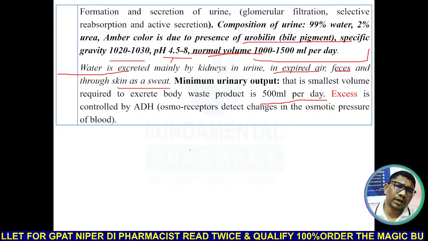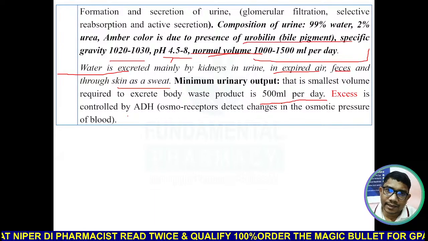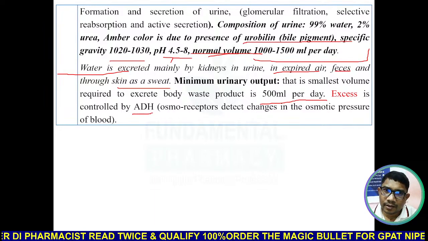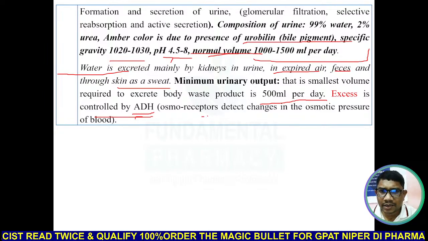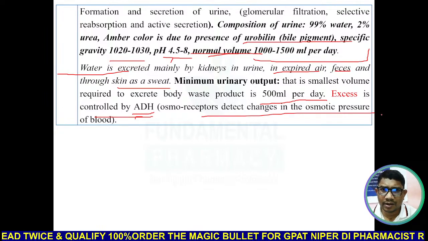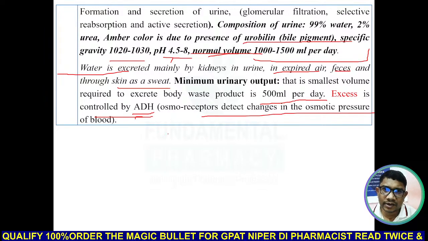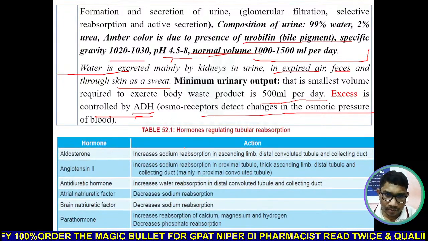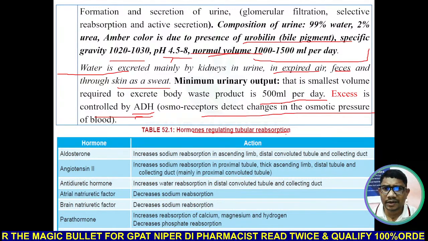Excess of urinary output is controlled by ADH, anti-diuretic hormone produced by the gland. Osmoreceptors detect the change in the osmotic pressure of the blood, and according to that, ADH is released or secreted by negative feedback mechanism. So, hormones regulating the tubular reabsorption in the kidney.